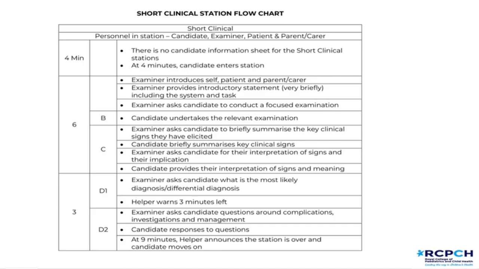So this is the flow chart for the clinical station. For the first 4 minutes you have to wait outside the station, and there is no candidate information sheet for the short clinical station. After 4 minutes the candidate will enter the room. Once the candidate enters the room, the examiner will introduce self, the parent and the patient. The examiner will provide the introductory statement very briefly. There will not be a scenario, but very briefly he will give the introduction about the case, including the system and the task. The examiner will ask the candidate to conduct a focused examination.